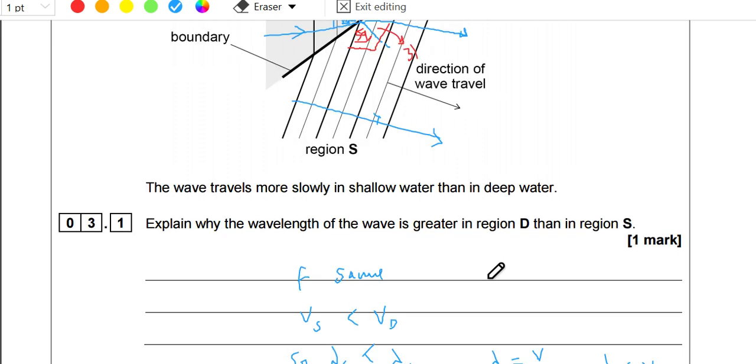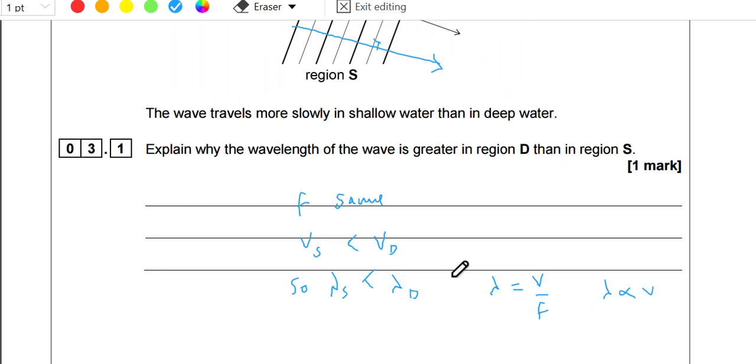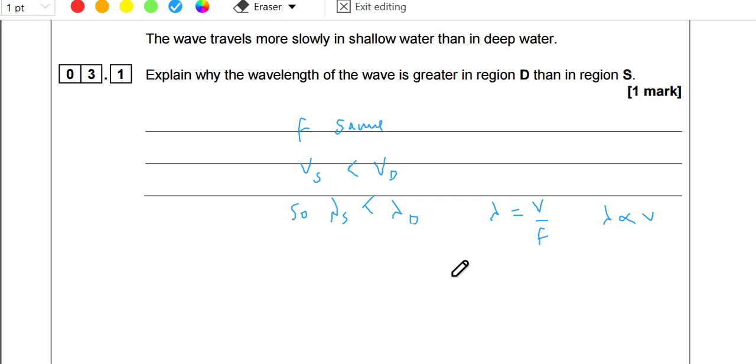Why is lambda in D greater than in S? Because we have the same source, so the same frequency, and we have the speed in S less than D, as mentioned here. Waves travel more slowly in shallow than in deep. And we have v equal lambda f, or lambda equal v over f. f is the same, so lambda is directly proportional to v. So lambda follows the same relation as v.